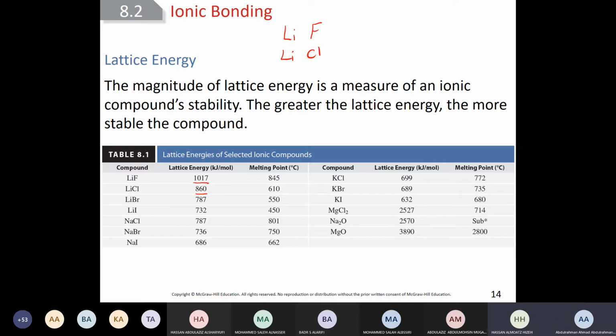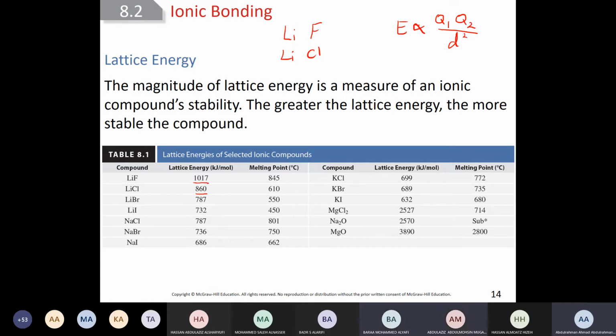Why? You remember in chapter 5, E, which is the electrostatic force, is proportional to what? The charges, Q1 times Q2, divided by the distance squared. Actually, it's like this. All right? Tell me why now lithium fluoride is more than lithium chloride.